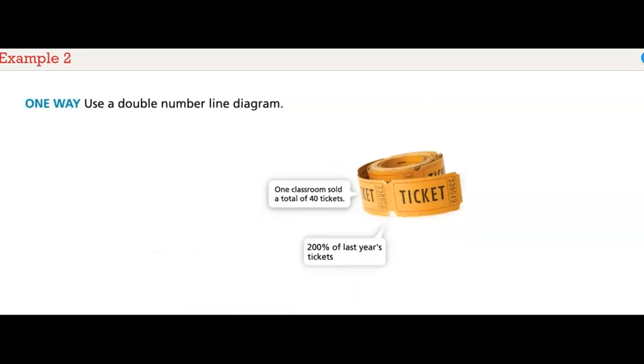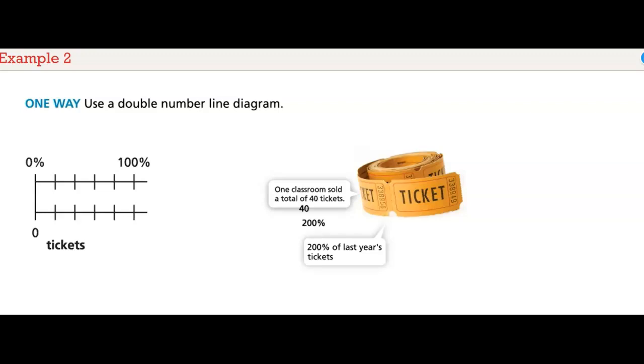One way to solve the problem is to use a double number line. The top line represents the percent. The bottom line represents the number of tickets. To show 200% and 40 tickets on the double number line, we need to extend it beyond 100%. Now let n represent the number of tickets that were sold last year, which is 100% of the tickets.